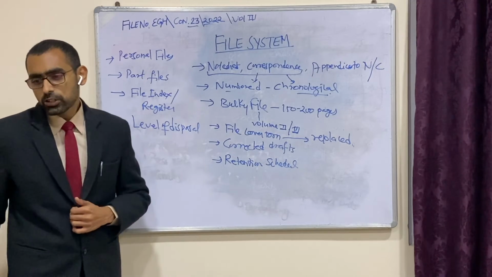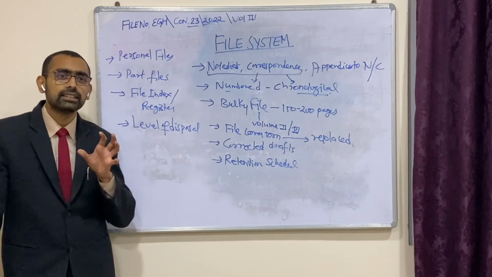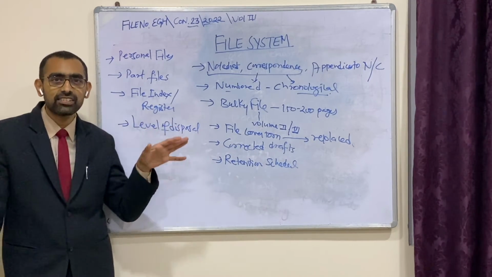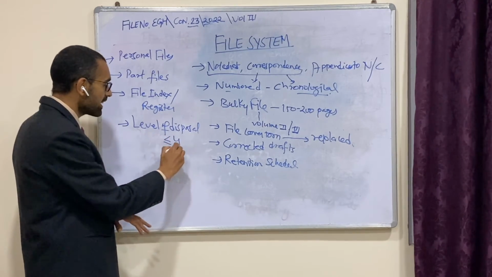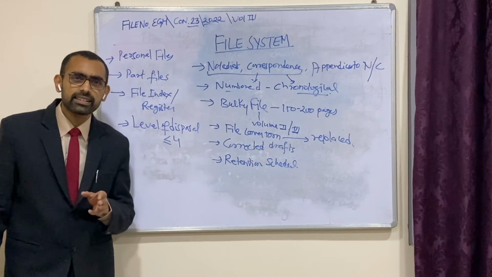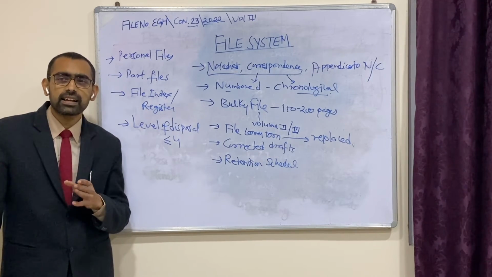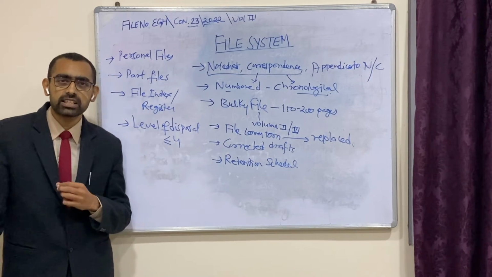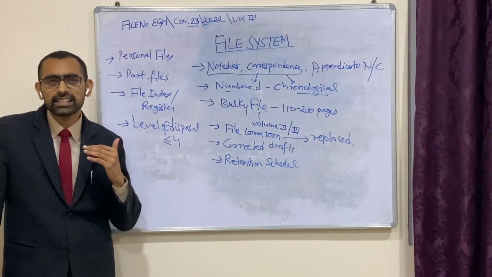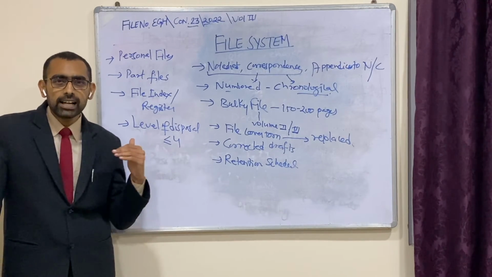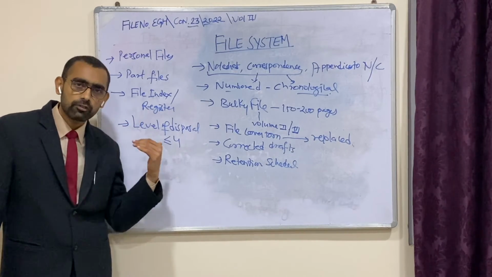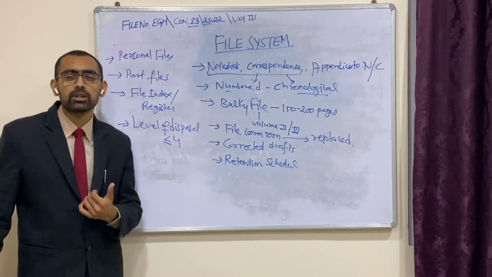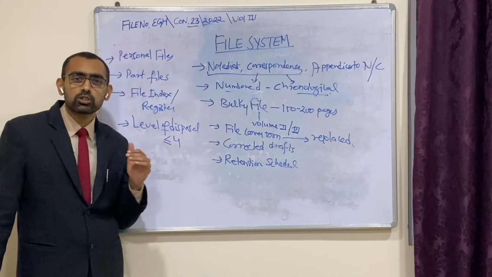Level of disposal. Now it should be mentioned that whatever levels a file goes through, it should be less than or equal to 4. So this is a standard government practice and notified in the office procedure as well, that the level should not exceed 4. That means the file should not go through more than 4 levels. It should be disposed of at the 4th level at most, because sometimes what happens is there are so many levels.